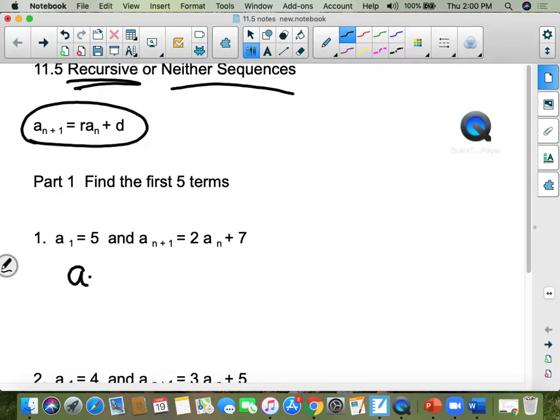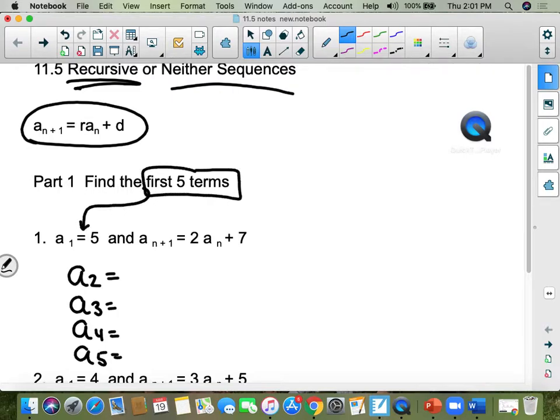They want you to find the second term, the third term, the fourth term, and the fifth term. They want you to find the first 5 terms. The first term is given to you. So this is what you have to do for a recursive pattern.